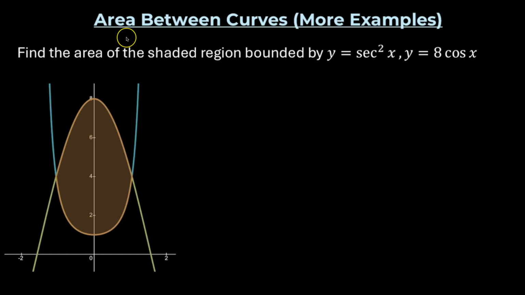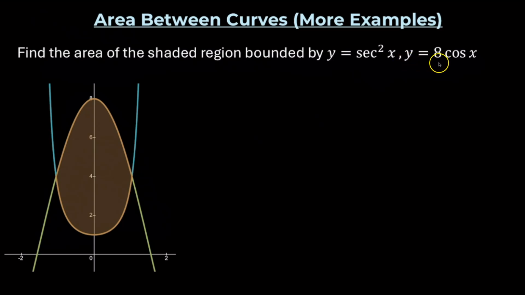Let's do some more examples of area between curves. All of these involve trigonometric functions. We're asked to find the area of the shaded region bounded by y equals secant squared x and y equals 8 cosine x. We do have the graphs drawn and the region shaded, but we don't have indicated which graph is which. So we have to have some prior knowledge about at least one of these two trig functions.